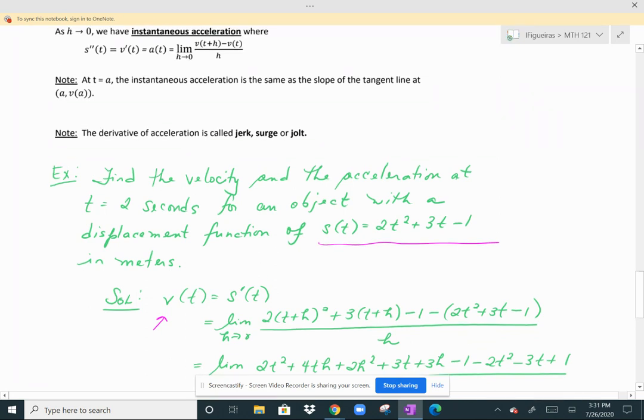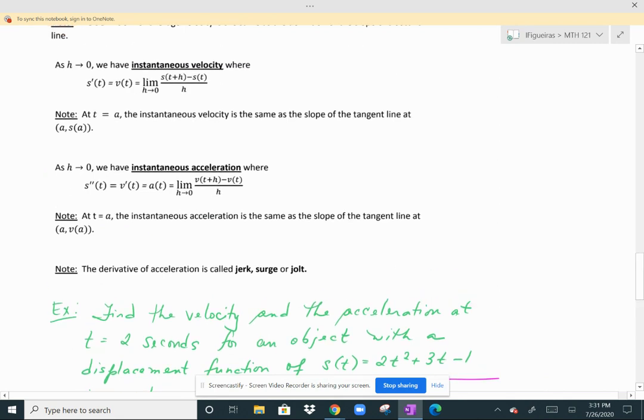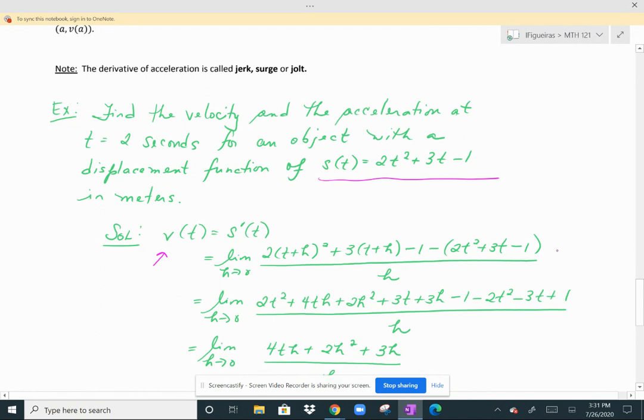Remember that your velocity function is the derivative of the displacement. So I have to apply my definition, which is again this right here. You have to use the notation s of t plus h minus s of t over h. So here's the s of t plus h minus s of t part, and then here's the over h. That will always be the same in these problems. But s of t plus h, that just means that all of your t's get replaced with t plus h. So that's what you see here.